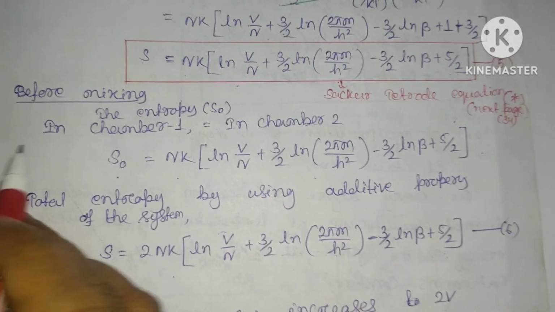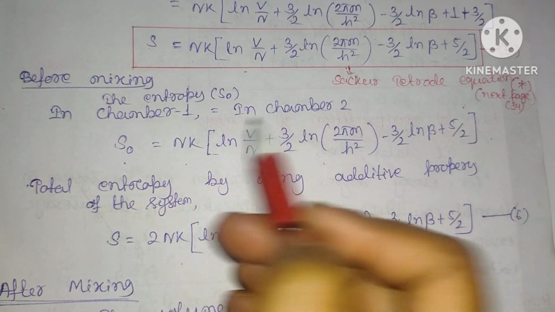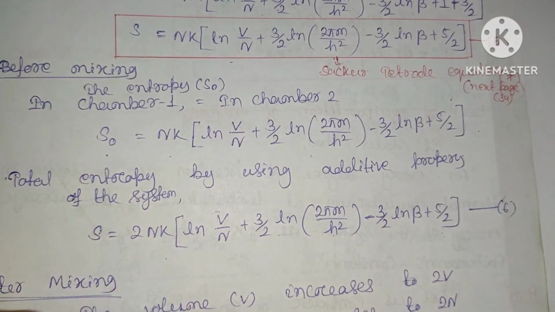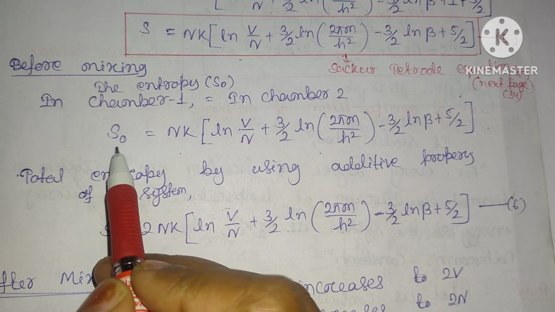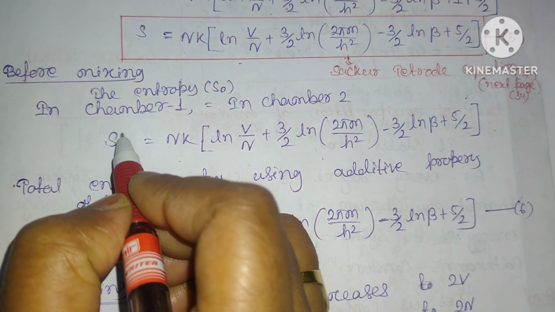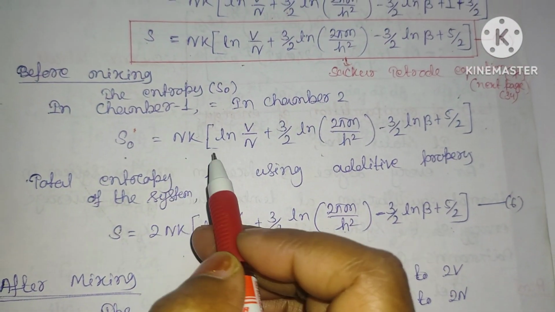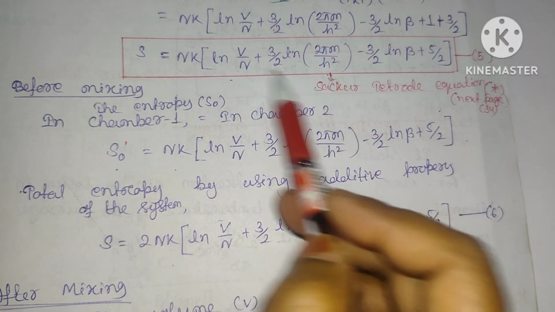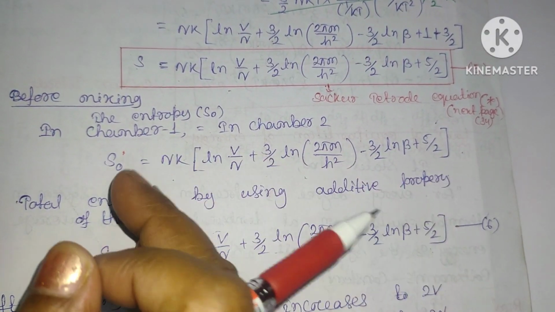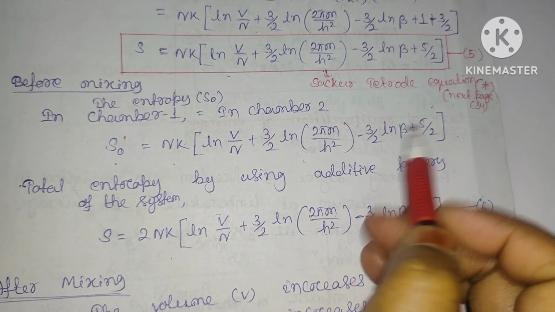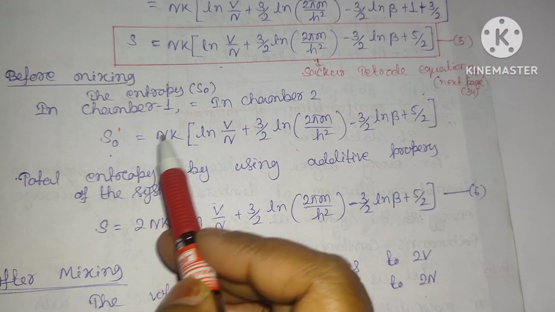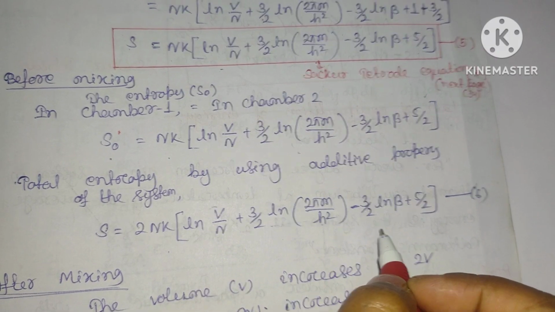So before mixing, the entropy in chamber 1 will be equal to that in chamber 2, as we have just seen previously. So S naught prime is equal to nk ln v by n plus 3 by 2 ln, the relation we have just written. So the entropy in chamber 1 is equal to the entropy in chamber 2. So the total entropy S will be twice of nk into this much before mixing.